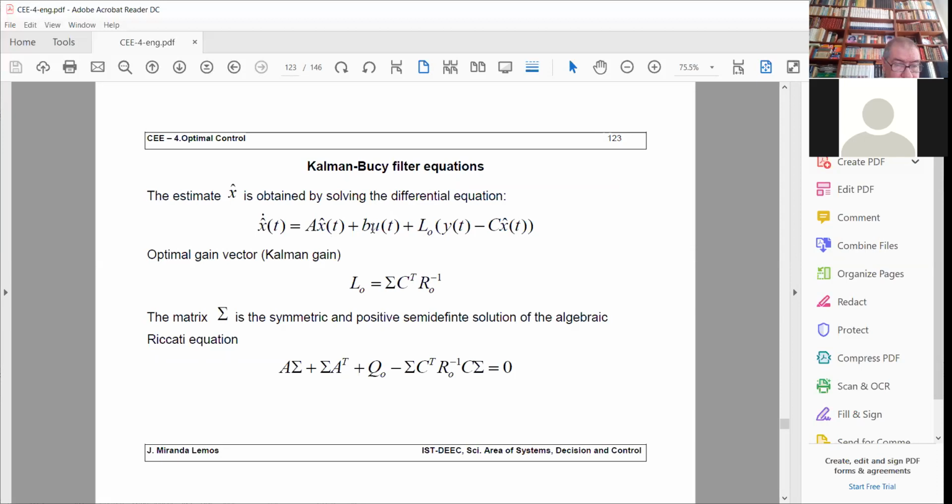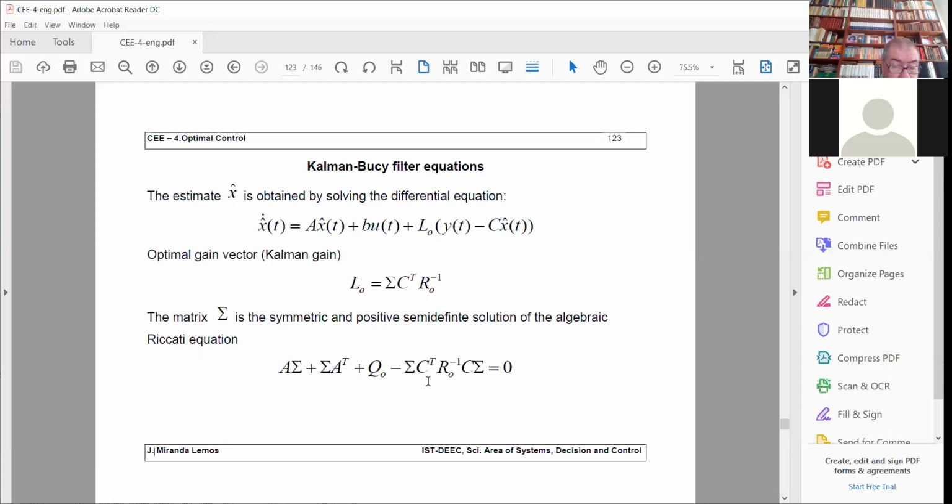Now, the main difference comes from the way by which you design L_o. L_o is given in this expression, where this matrix sigma satisfies a Riccati equation, although this Riccati equation is a little bit different. Actually, if you replace B by C transpose and A by A transpose, you will get this Riccati equation from the other one. But there is an independent proof. So you start by solving this Riccati equation. Again, in MATLAB, you can use the LQE function. And you solve for sigma, and then you compute the vector of gains in this way.